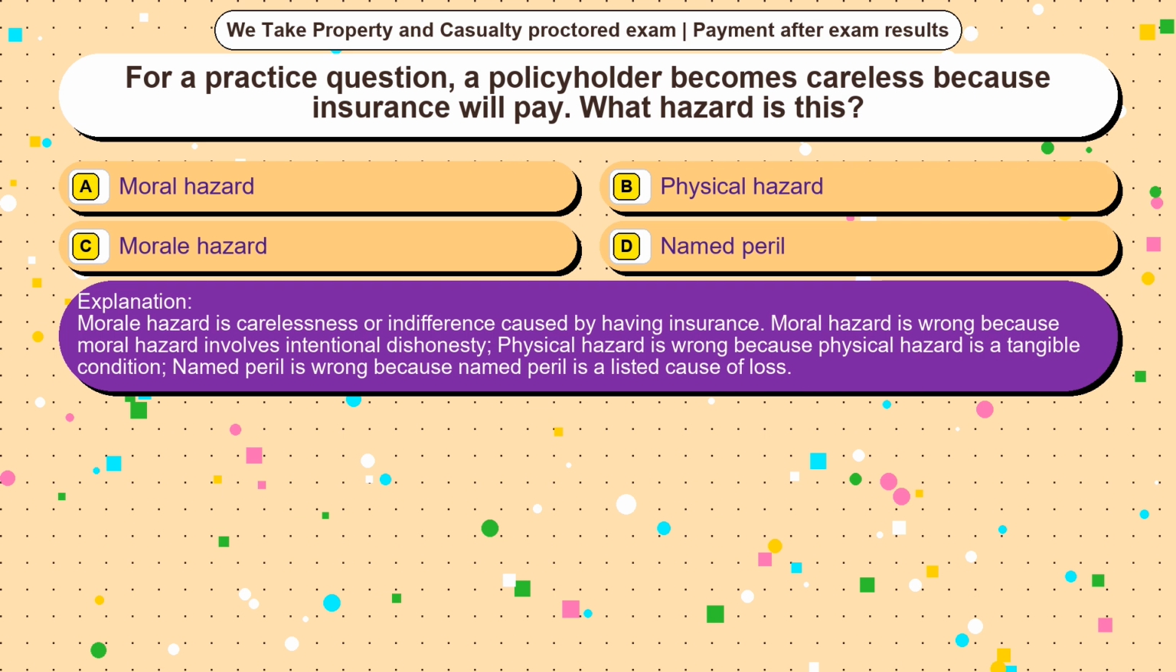Moral hazard is wrong because moral hazard involves intentional dishonesty. Physical hazard is wrong because physical hazard is a tangible condition. Named peril is wrong because named peril is a listed cause of loss.